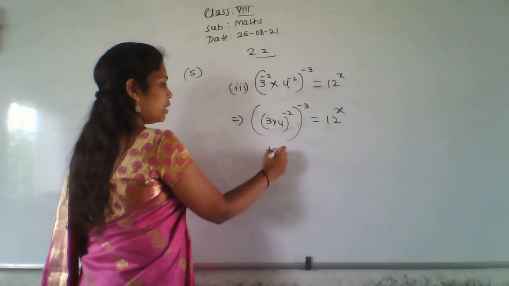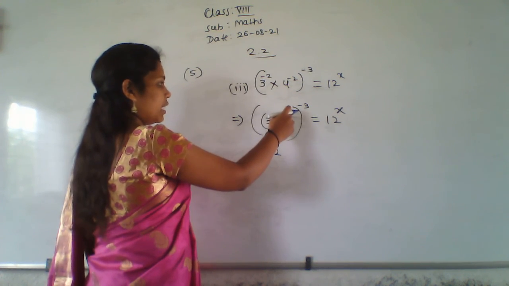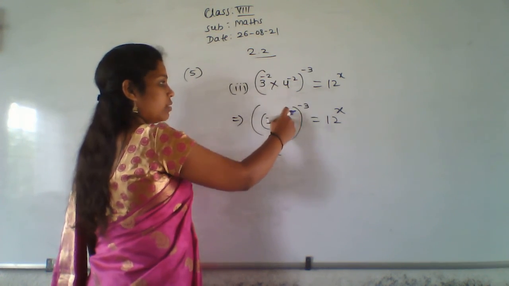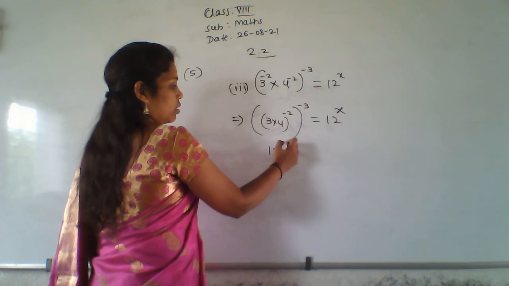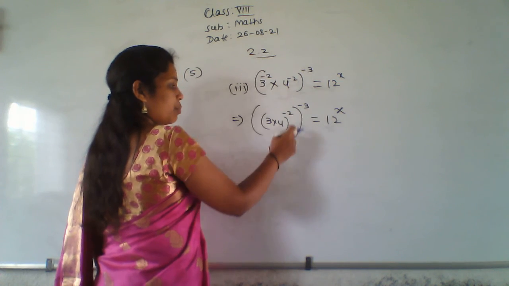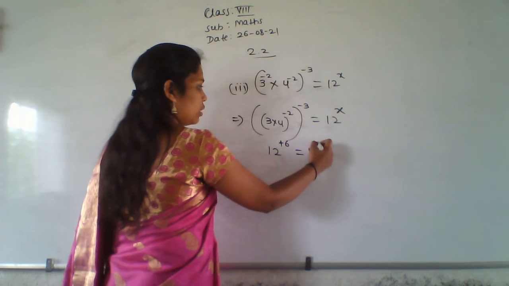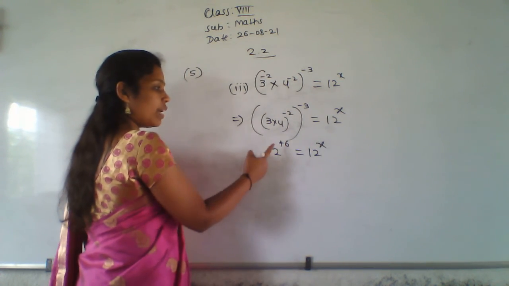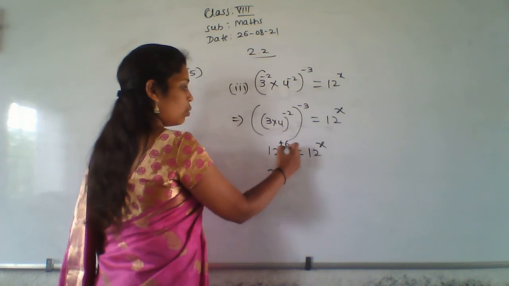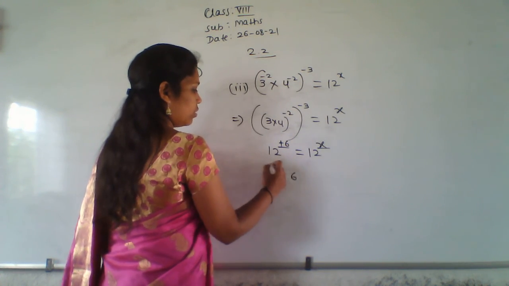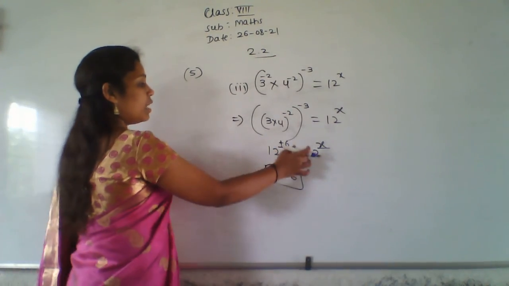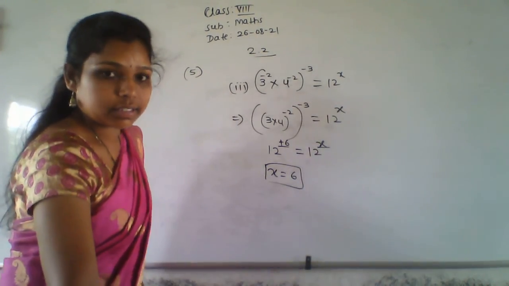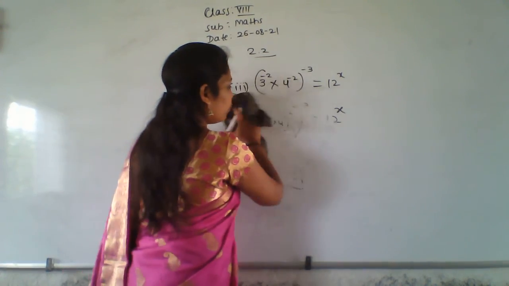3 into 4 will be 12. 12 to the power minus 2 into minus 3. Minus 2 into minus 3 is plus 6, okay, minus into minus plus. That is equal to 12 to the power x. So what is the value of x now here? x is equal to 6. Equate the powers. When the bases are same, we have to equate the powers. Now go for the fourth one.